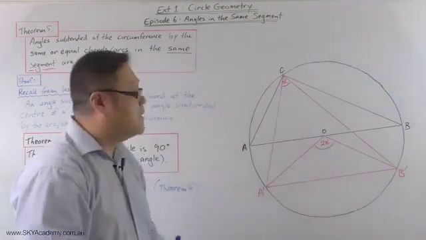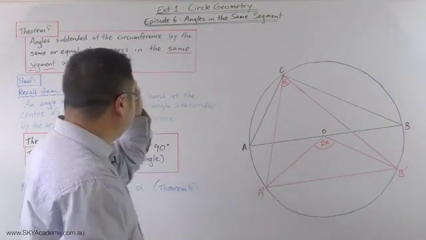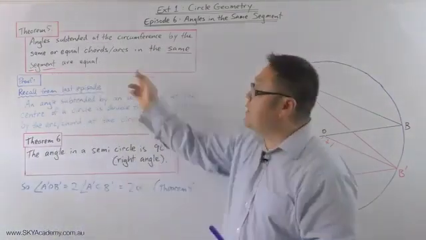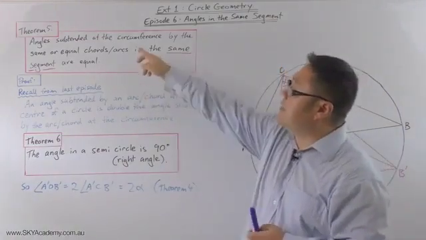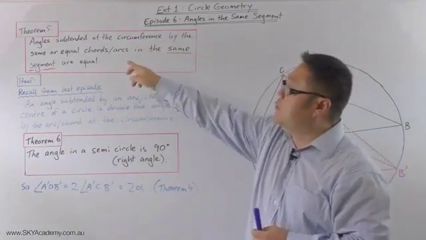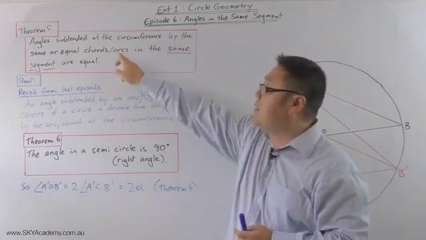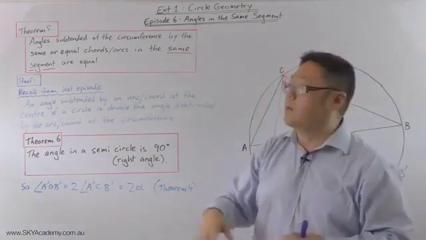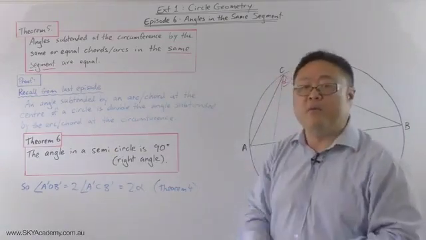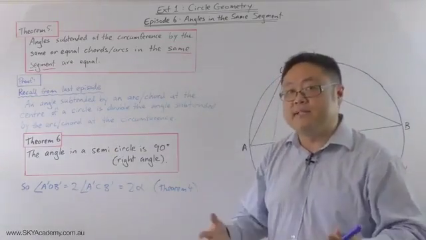That's because of the theorem up here, which says angles subtended at the circumference by the same or equal chords in the same segment are equal. In this case, it's a diameter, a special type of chord, and the segment is no longer a segment but a semicircle. Does that make sense?